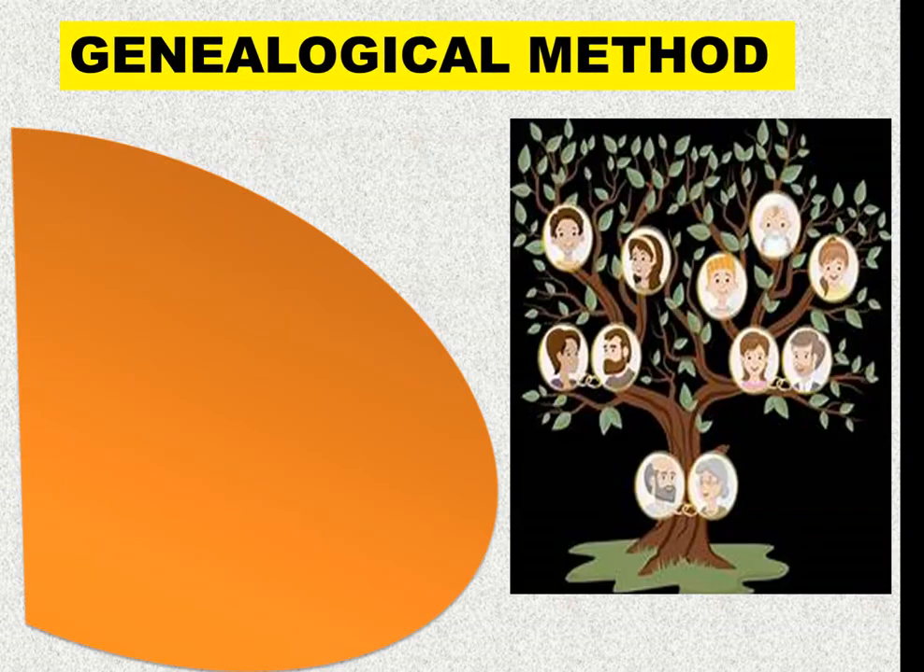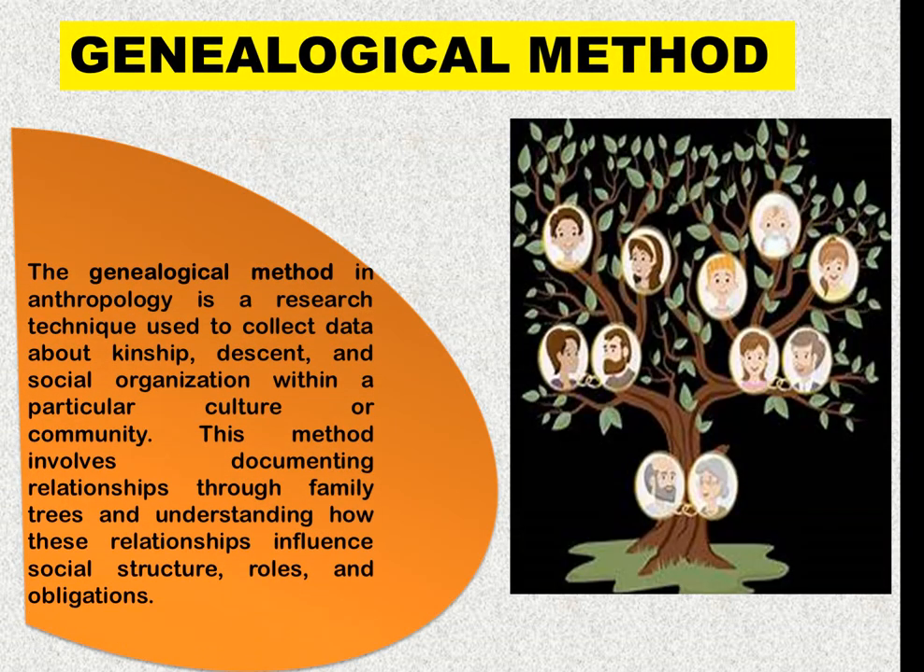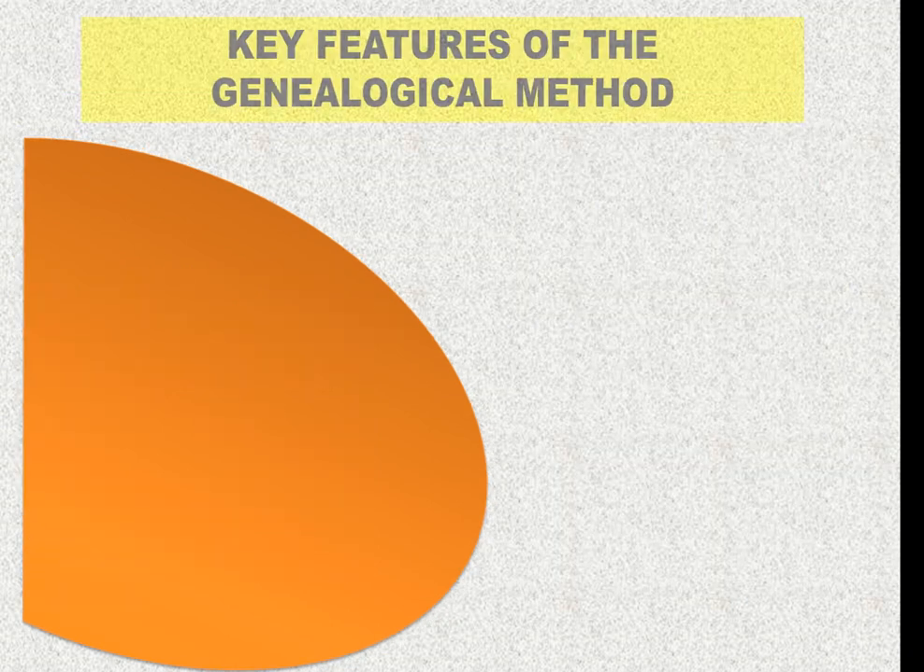Genealogical method. The genealogical method in anthropology is a research technique used to collect data about kinship, descent, and social organization within a particular culture or community. This method involves documenting relationships through family trees and understanding how these relationships influence social structure, roles, and obligations. Key features of the genealogical method.